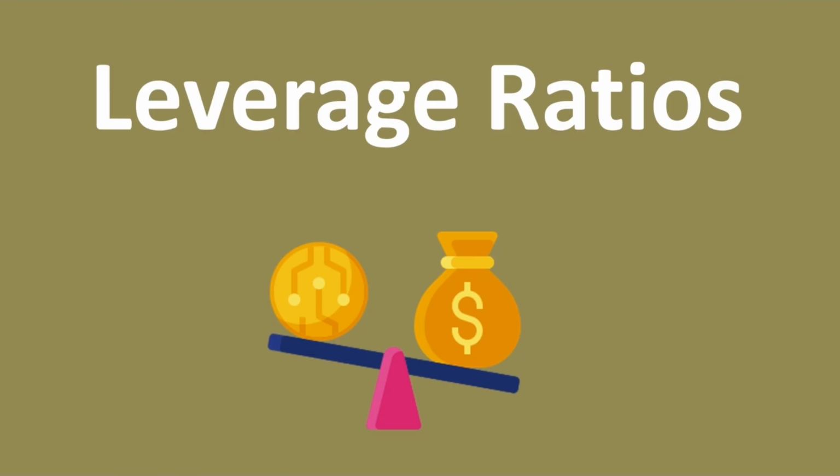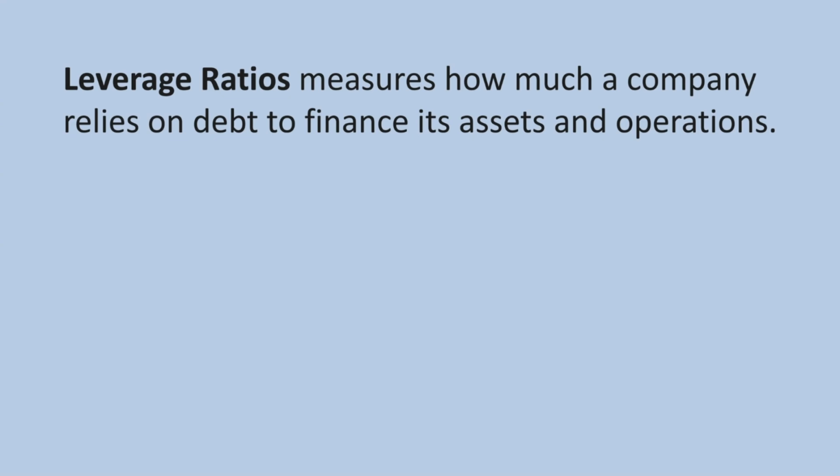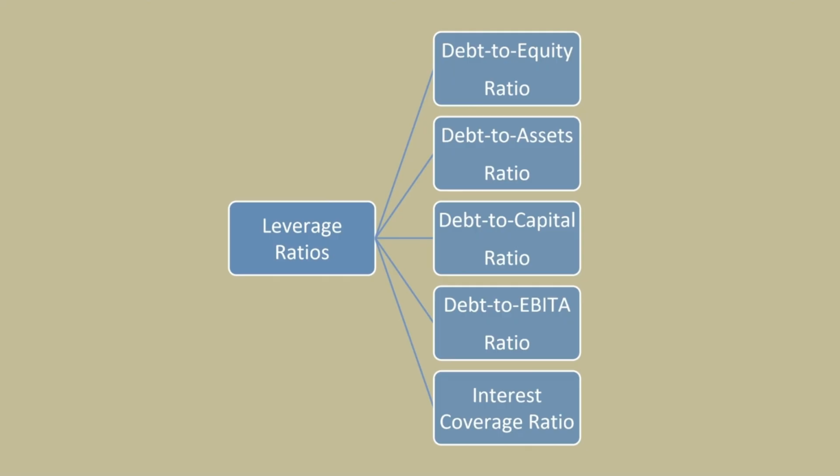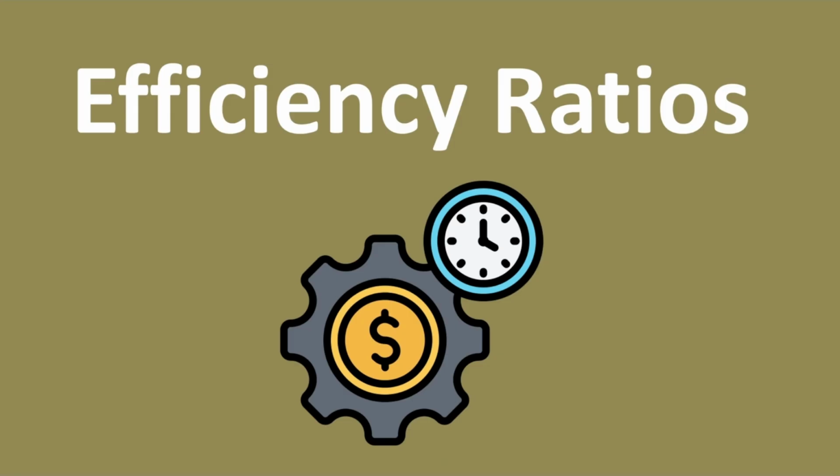The second financial metric is leverage ratios. Leverage ratios measure how a company relies on debt to finance its assets and operations. They show the company's financial risk, capital structure, and ability to repay long-term debt. It has debt to equity ratio, debt to assets ratio, debt to capital ratio, debt to EBITDA ratio, and interest coverage ratio.